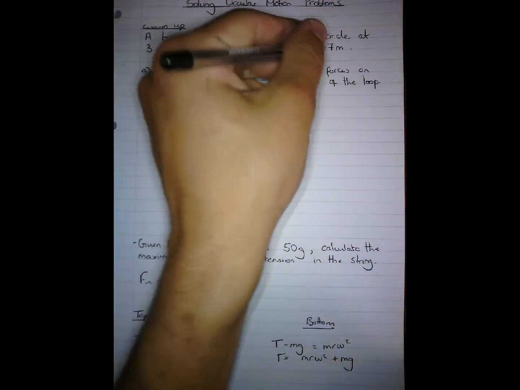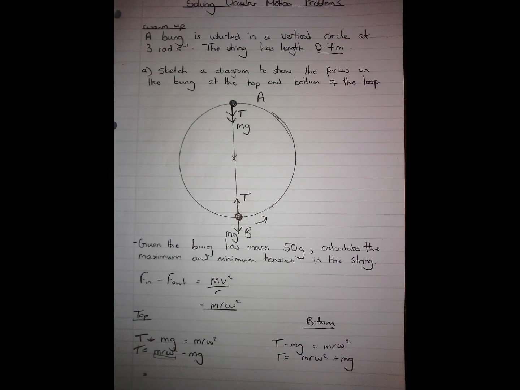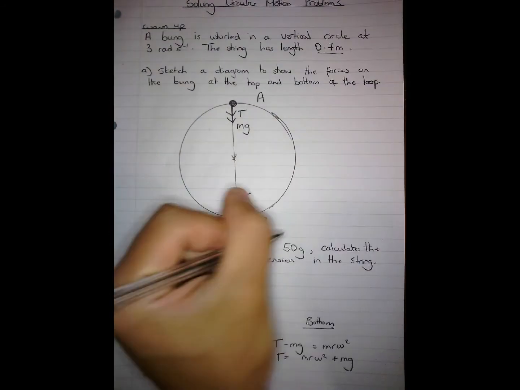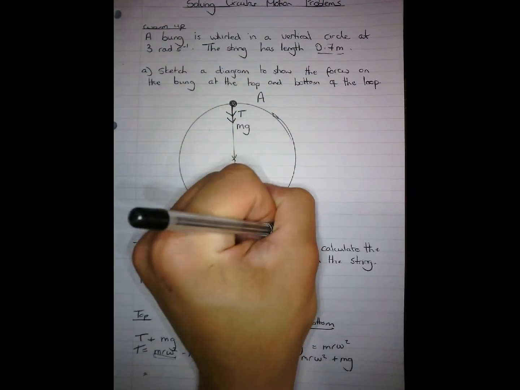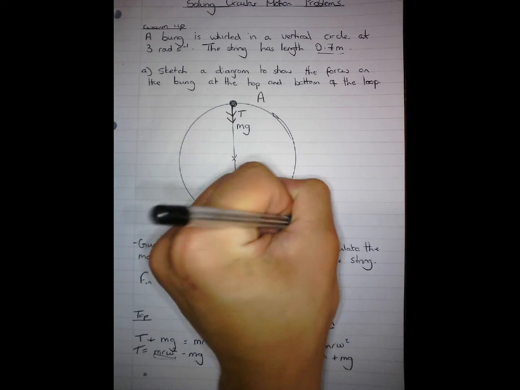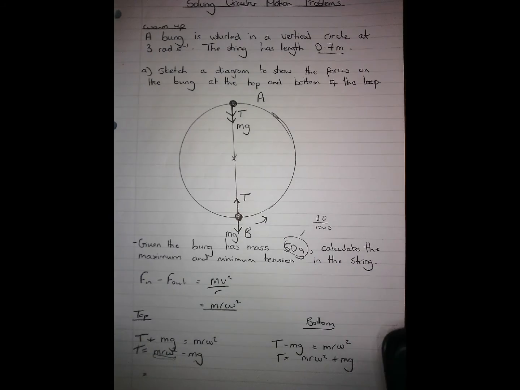Got the radius, remember it's the length of the string in this case, so we have the mass, which we've got to convert to kilograms by dividing by 1,000. So you then plug that into your calculator: mass times the radius times the square of the angular velocity.